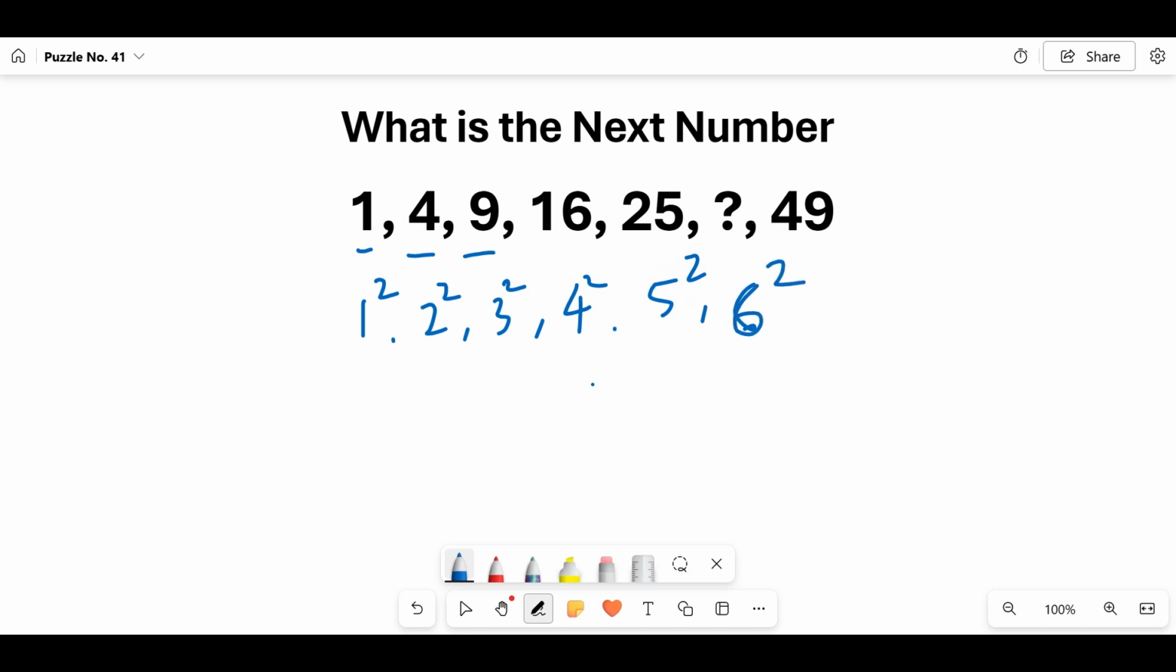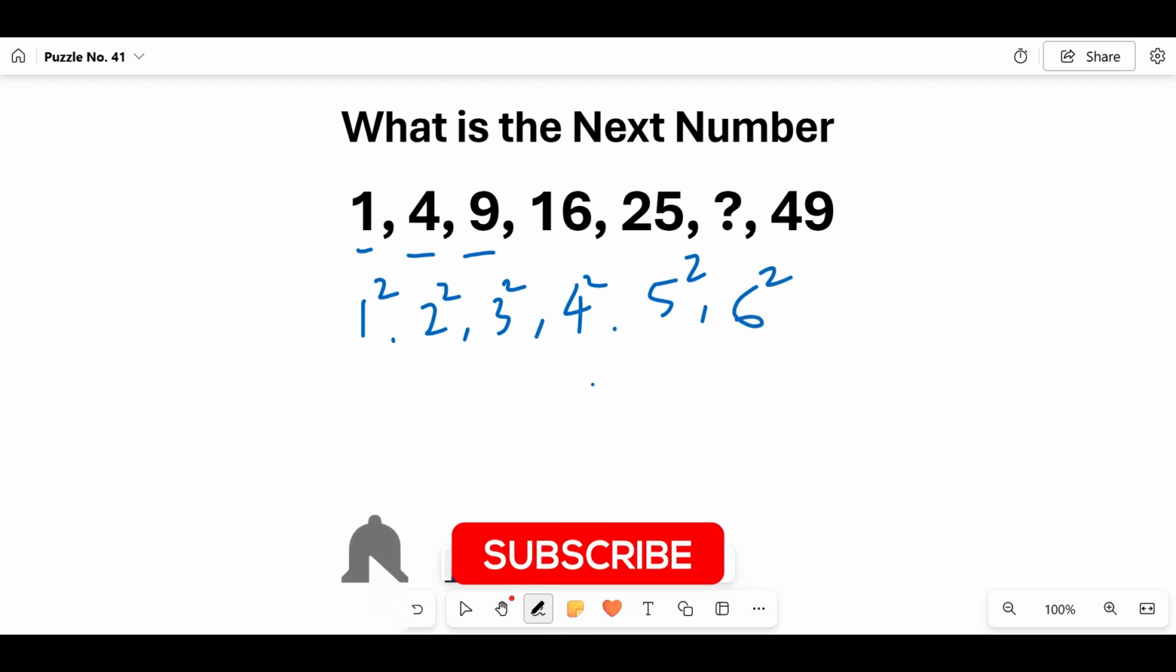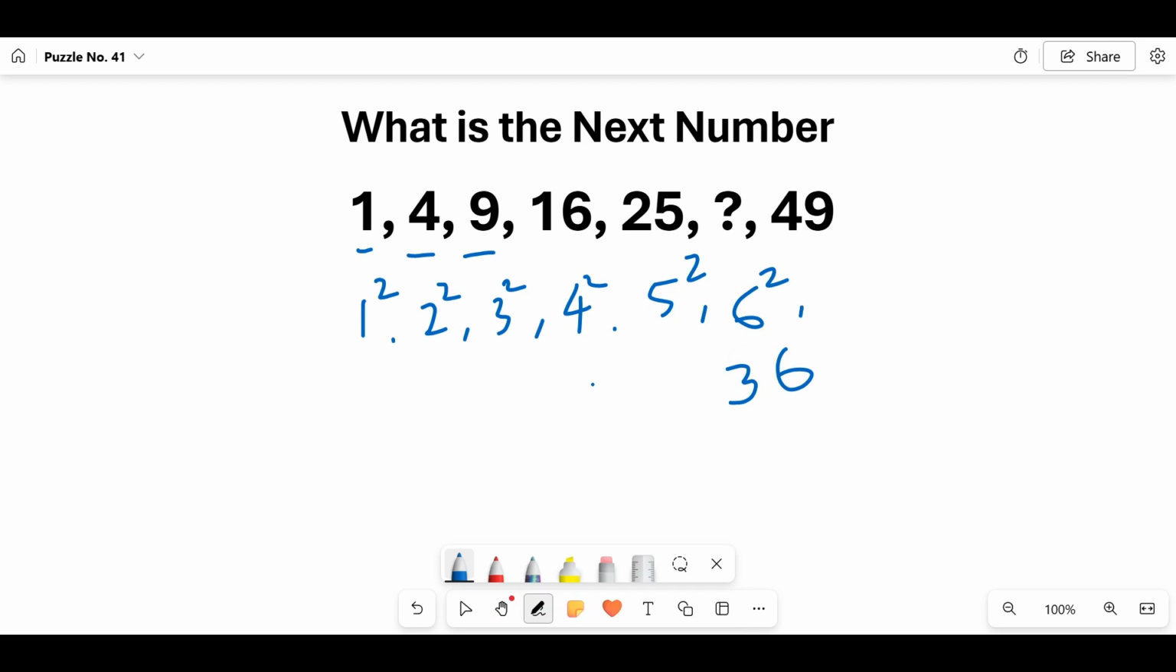So 6 square will be like, one second, I'll erase this one. So 6 square is 36, correct? And the last number is 7 square, that is 49. Therefore the question mark is replaced by 36. So 36 is the correct answer.